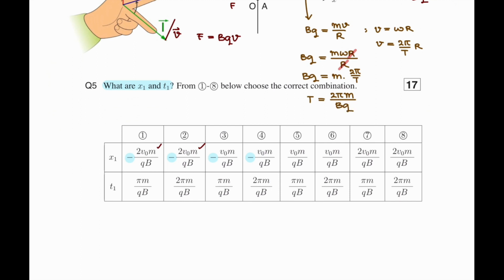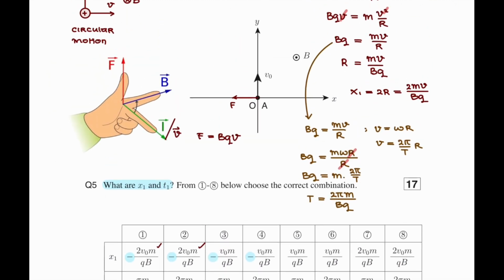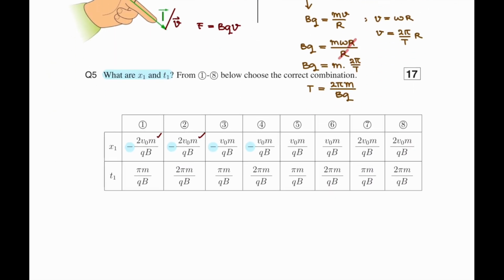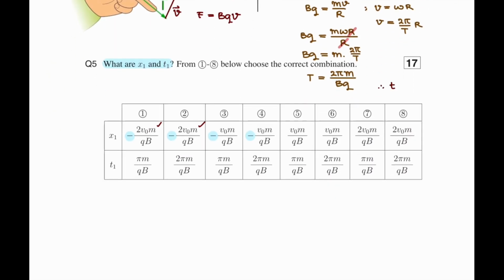You have to be careful. This is the period. The definition of the period is the time taken for one complete circle. But in this case, we just want to see half of the circle, something like this. Since we just focus on half of the circle, the time taken here should be divided by 2. Therefore, T1 is equal to half T. Then my final answer is pi M over BQ.